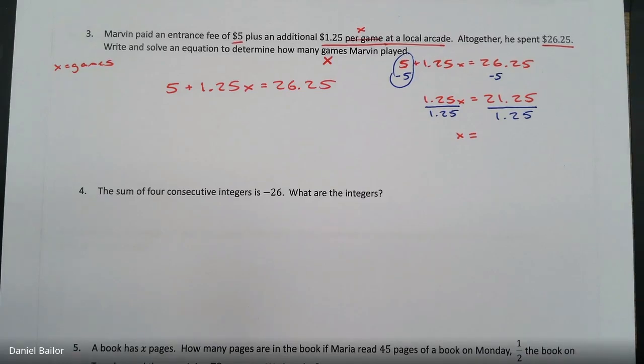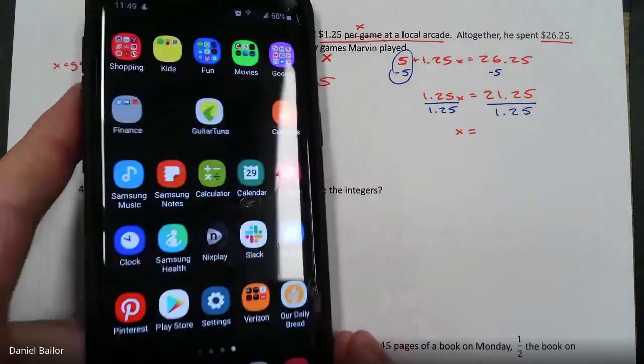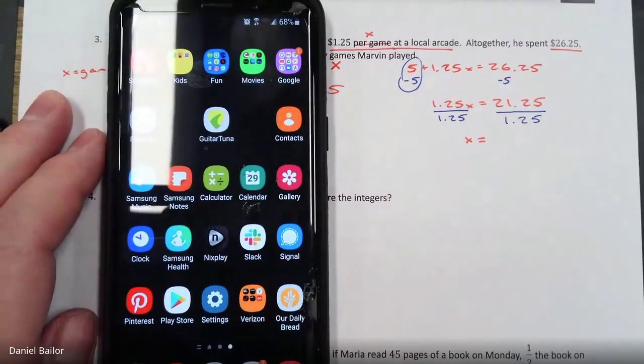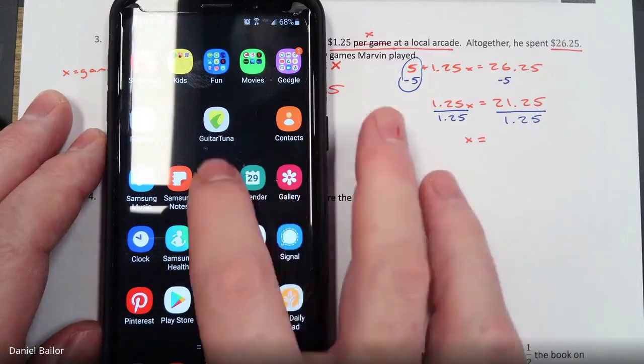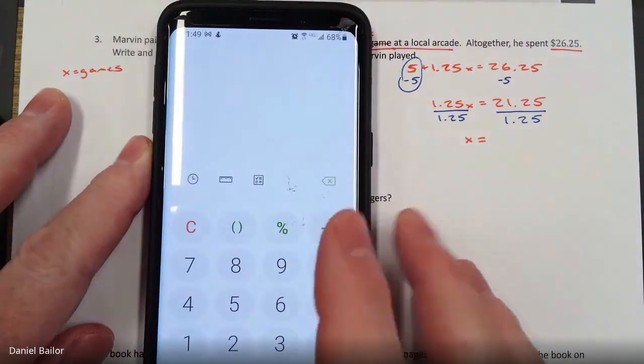So I know what the answer is, but just because, well, I am pretty sure the answer is... 4 makes $5. So I think he played 4 games and $5. So 17, I think the answer is, but I'm going to get my calculator out. I think the answer is 17, but I should check.